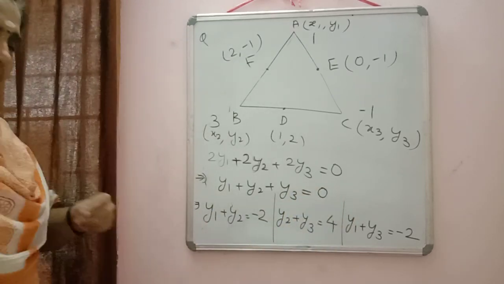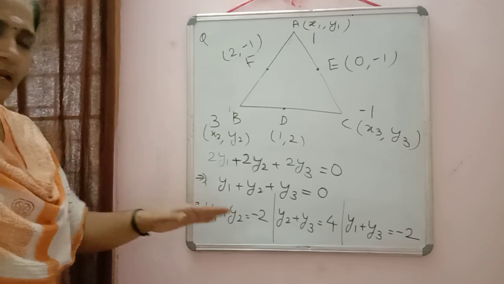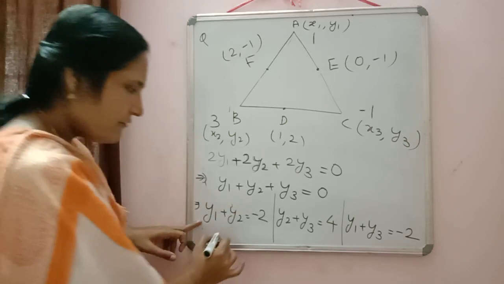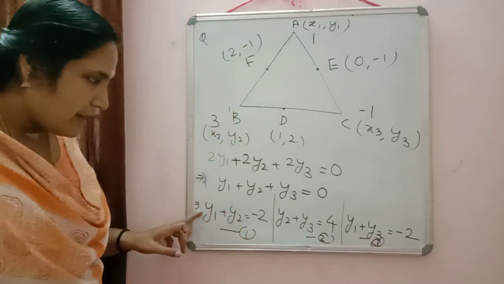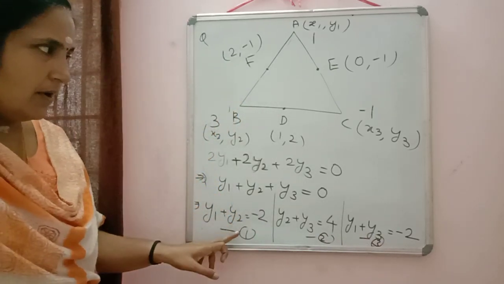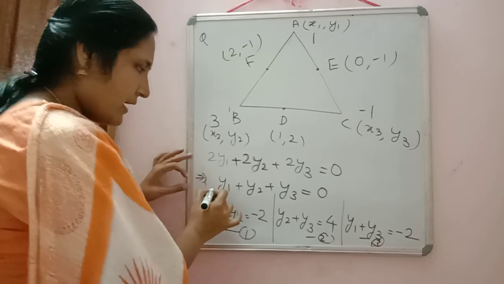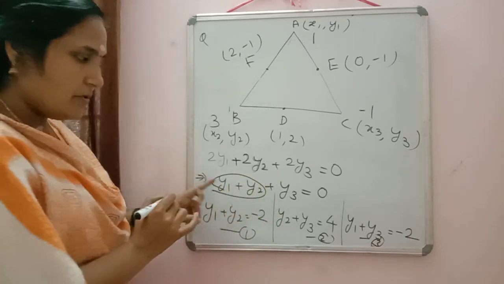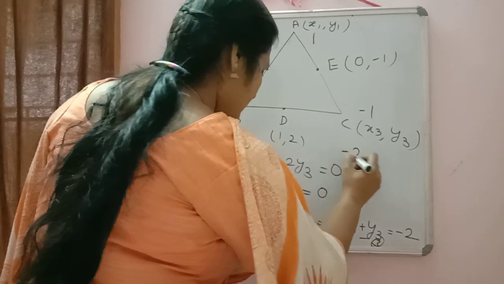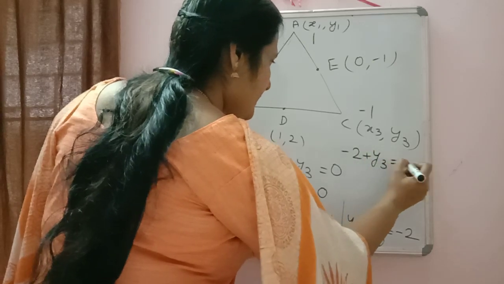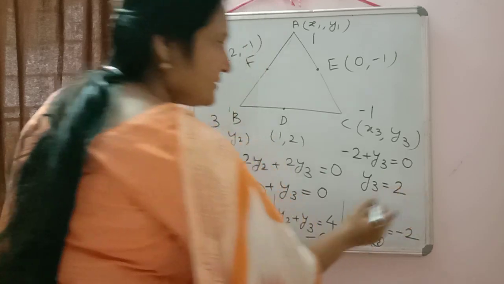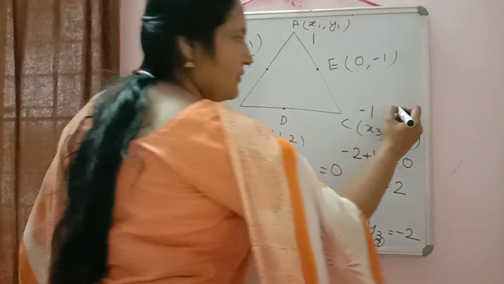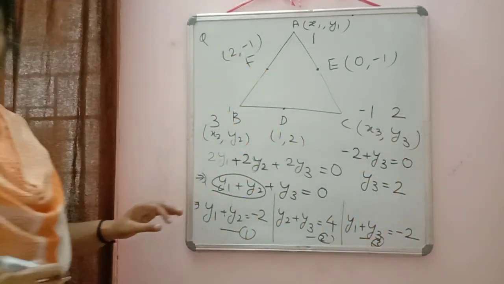As we did while calculating the values of x1, x2, x3, same method. From this equation, y1 plus y2 is equal to minus 2. So in place of y1 plus y2, what can we substitute? Minus 2. So we will get minus 2 plus y3 is equal to 0. So we will get the value of y3 as 2. I am writing the value here, the value of y3 as 2.